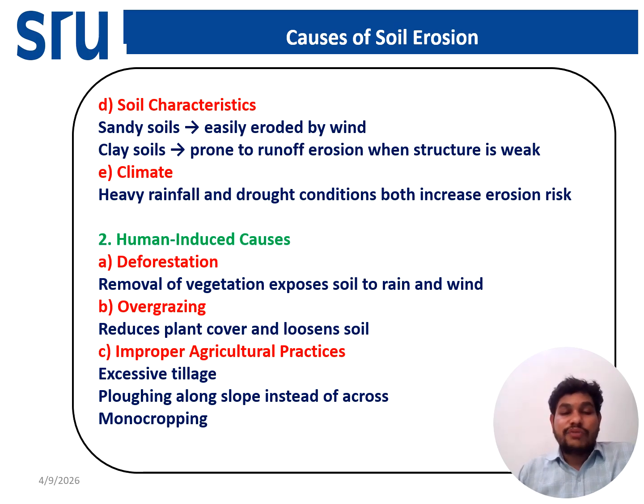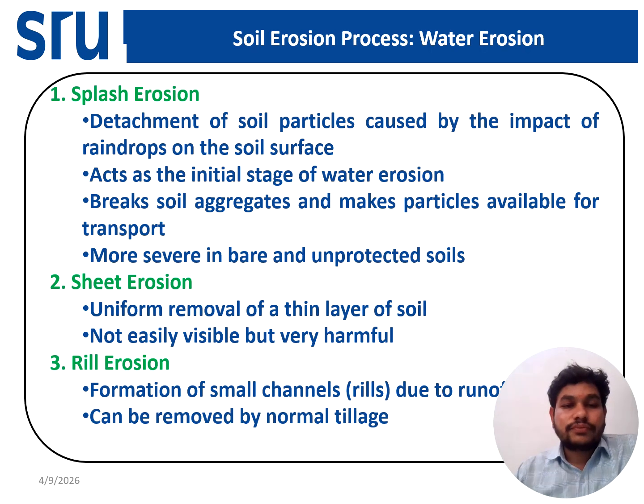Then the next factor is monocropping. The farmer takes only one crop per year, so soil fertility will get reduced. The organic carbon content will also get reduced. When organic carbon content reduces, the soil structure will degrade, and the soil aggregation will become weak. So that factor is responsible for the formation of compact soil and will cause runoff.